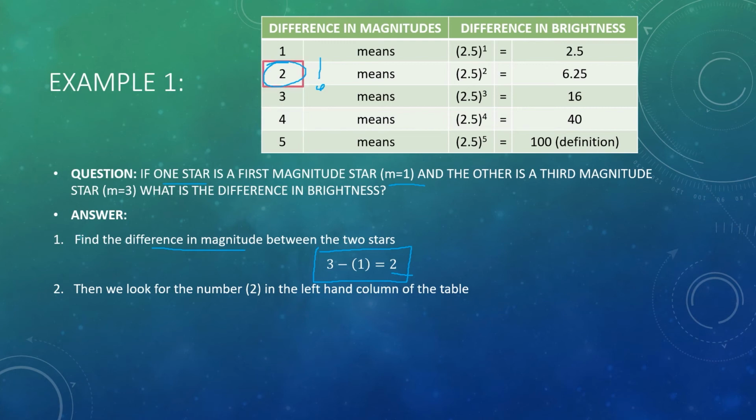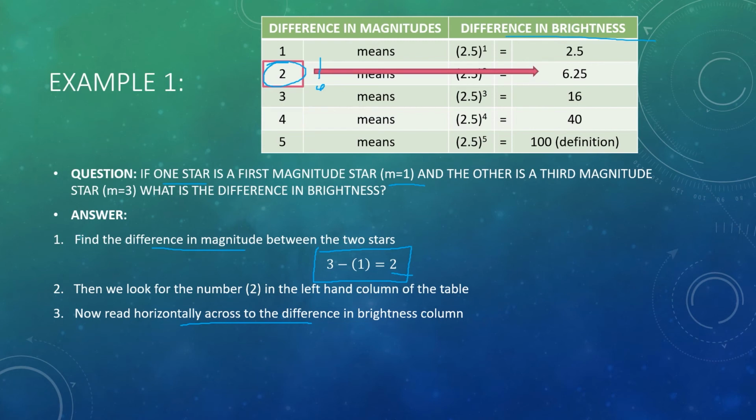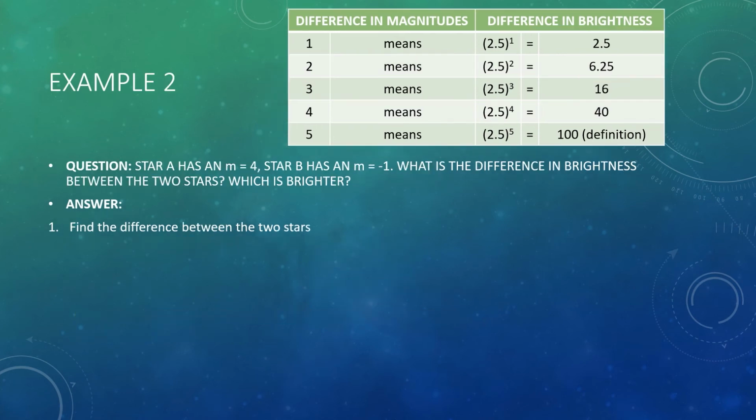Step 3. We find that, right? Now we read horizontally across to the difference in brightness column, which is over here. And we can see that our difference in brightness is 6.25. Right? So now let's have you do it yourselves. I'm going to give you a few seconds. I want you to try to find out each stage on your own before we move on.